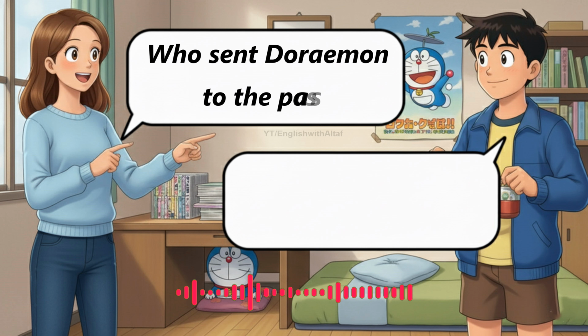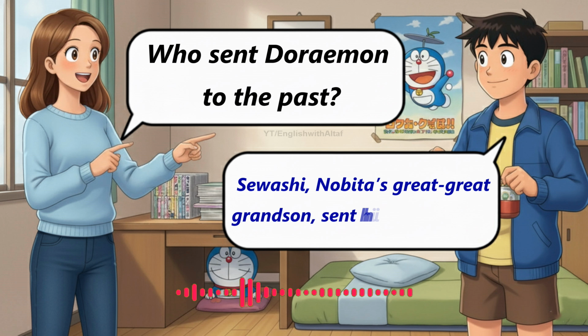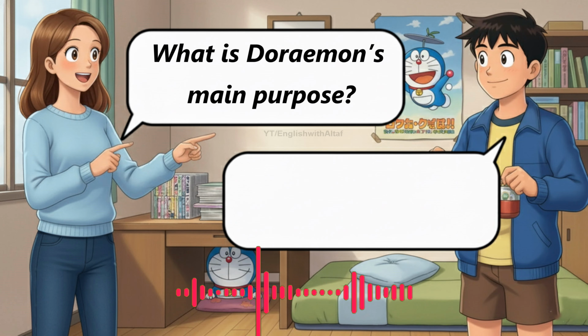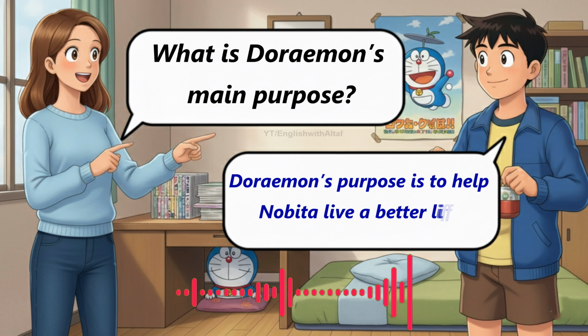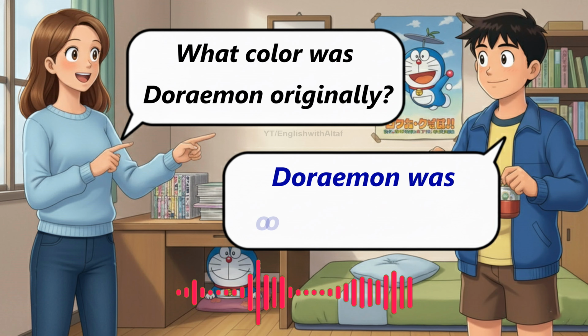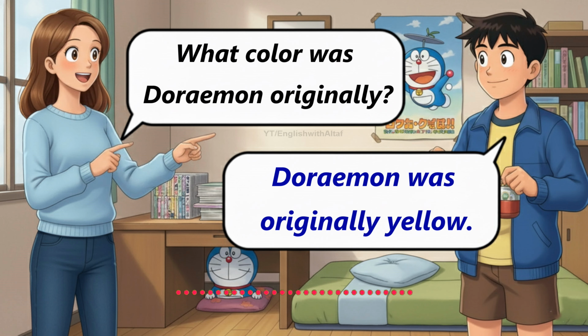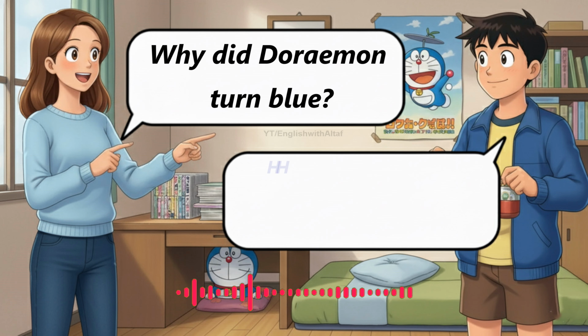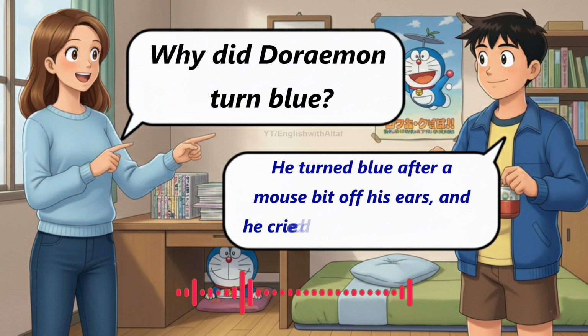Who sent Doraemon to the past? Selwashi, Nobita's great-great-grandson, sent him to the past. What is Doraemon's main purpose? Doraemon's purpose is to help Nobita live a better life. What color was Doraemon originally? Doraemon was originally yellow. Why did Doraemon turn blue? He turned blue after a mouse bit off his ears and he cried until his color faded.